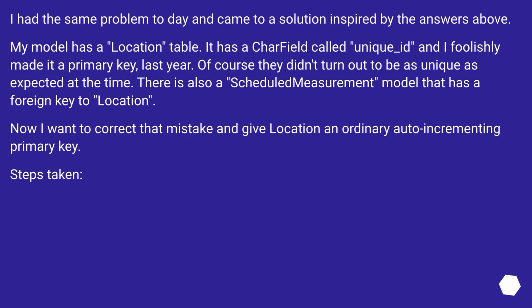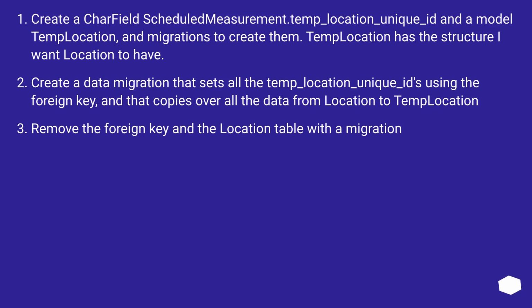Steps taken. Create a char field ScheduledMeasurement.temp_location_unique_id, and a model TempLocation, and migrations to create them. TempLocation has the structure I want Location to have. Create a data migration that sets all the temp_location_unique_id using the foreign key, and that copies over all the data from Location to TempLocation. Remove the foreign key, and the Location table with a migration.